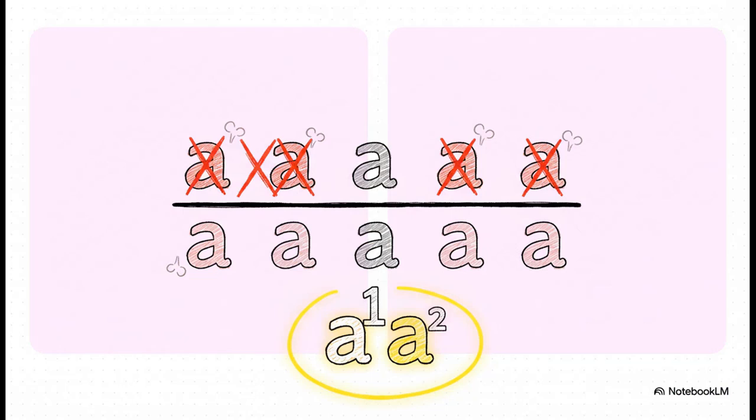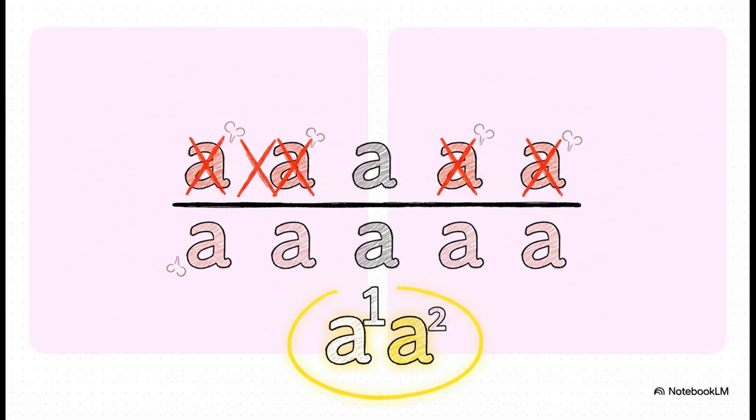That's it. And for our last case, what if the bigger power is on the bottom, like a to the 5th divided by a to the 7th? Okay, let's write it out again. We cancel out our 5 pairs, but this time, where are the leftover a's? They're on the bottom of the fraction. We have 2 a's left, but they're downstairs. So our answer is 1 over a squared.